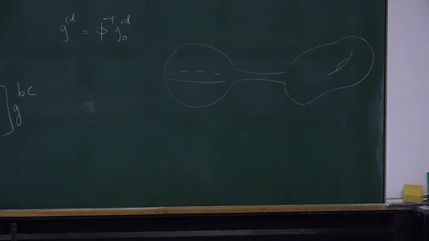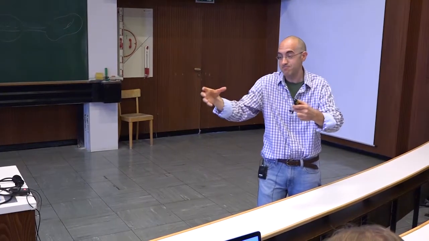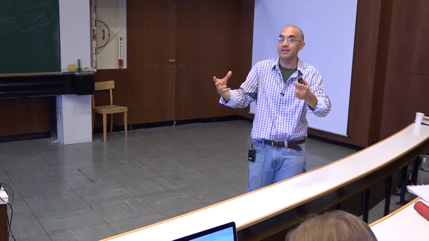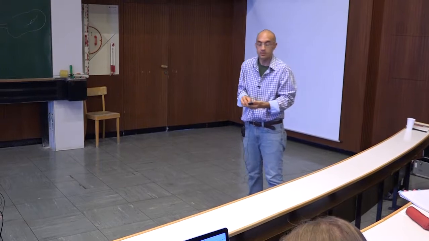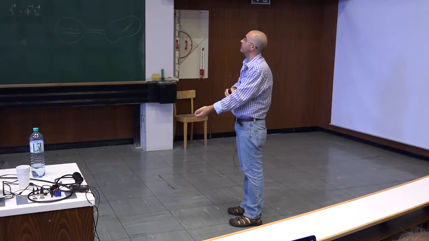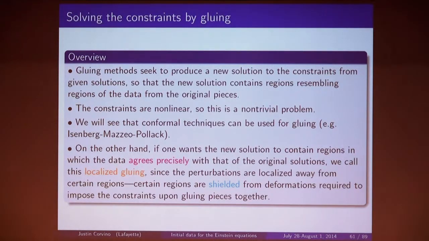Or as I mentioned yesterday, if someone gives you 27 solutions that represent isolated systems that are asymptotically flat, could you take them and kind of surger them together into a single connected solution of the constraints? Those are the kind of gluing constructions we'll talk about. Again, the equations are nonlinear, so it's not just a simple superposition principle. So we'll talk today a bit about using conformal methods to do gluing, and then we'll move on from there.